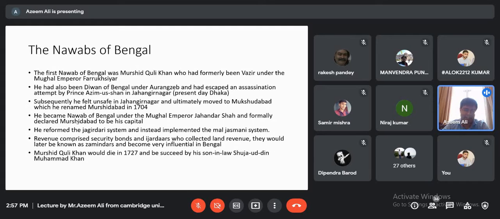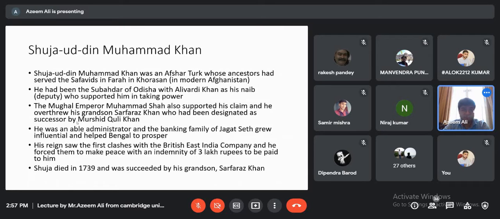He reformed the Jagirdari system and instead implemented the Mal Jasmani system. And the revenue system at this time comprised security bonds and ijadas who collected land revenue, and they would later be known as zamindars and become very influential in Bengal. Murshid Quli Khan died in 1727 and was succeeded by his son-in-law Shuja-ud-Din Muhammad Khan.